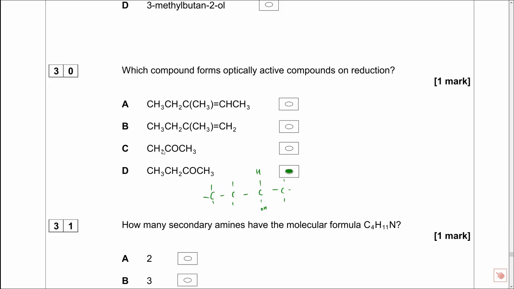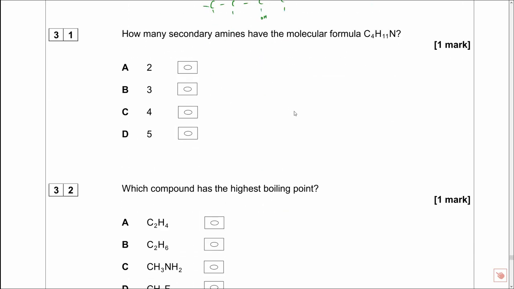This one couldn't be because you've got symmetry. Two methyl groups there, that can't happen. This one again, no, it's got to be D. Nice, that's quite an easy one. Good choice.